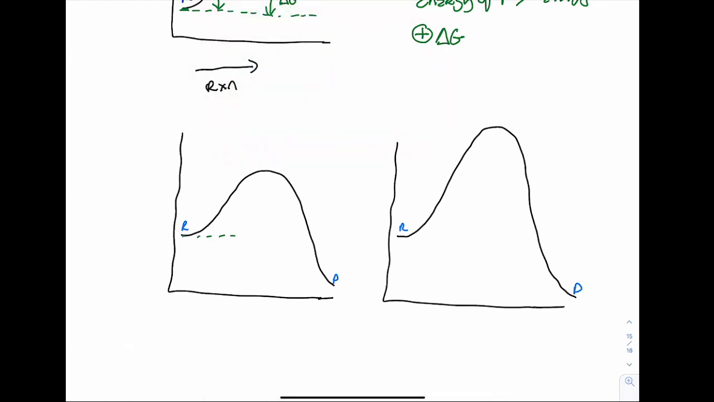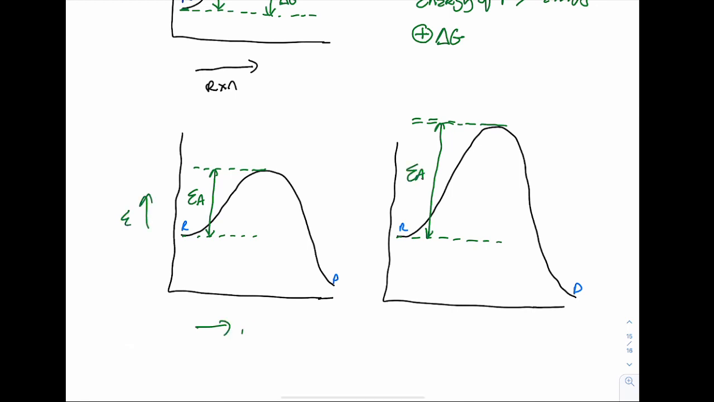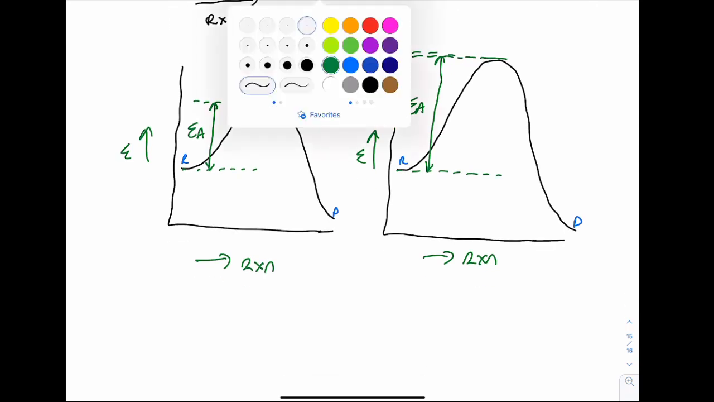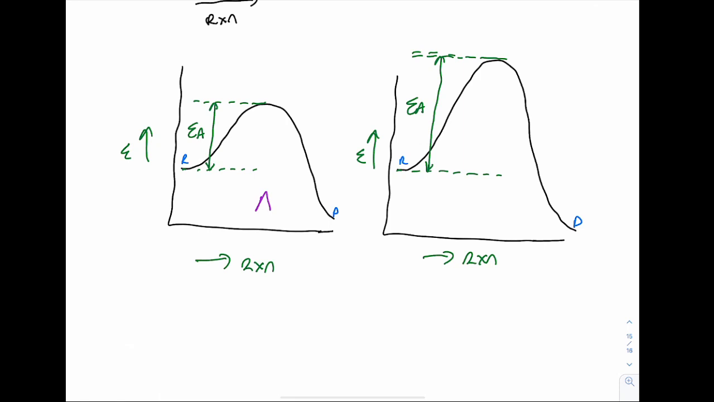So my activation energy for this one compared to my activation energy for this one. It's not very straight. So energy is still going up, my reaction is still proceeding. You should always label axes. Okay, so comparing these two, reaction A to reaction B, right? Reaction A has the larger activation energy.